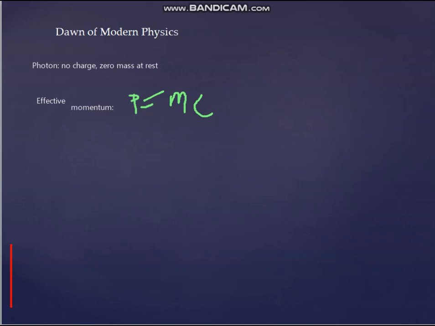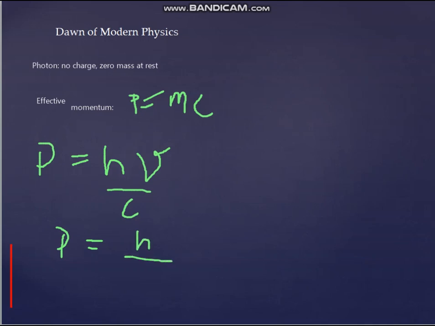But this equation will be deriving other equations. Like we'll have P equals h mu over c, and we'll have another one which is P equals h over lambda. P equals h over lambda.